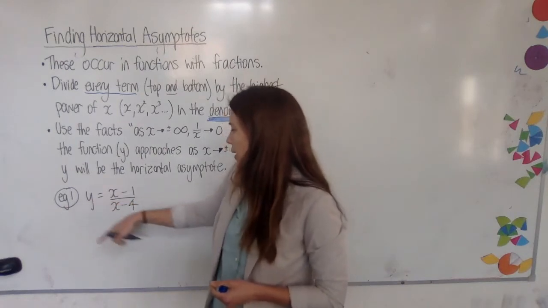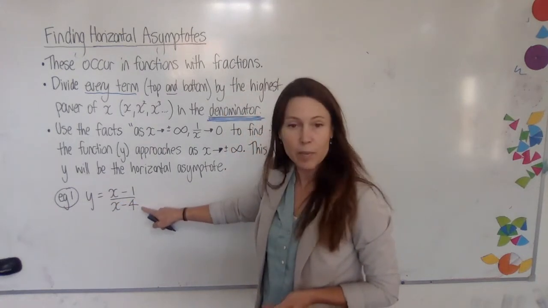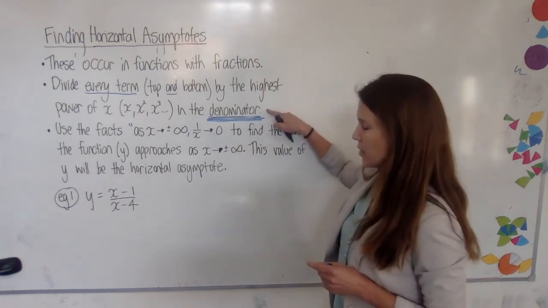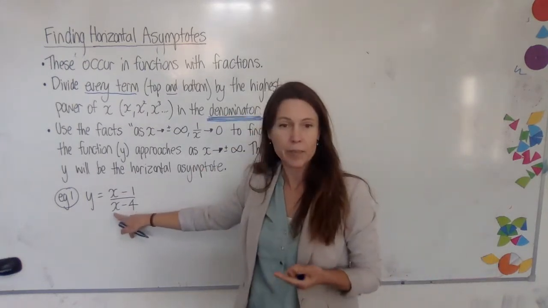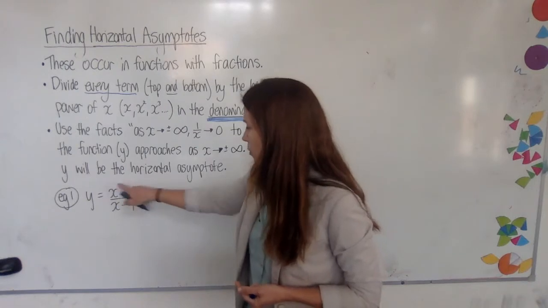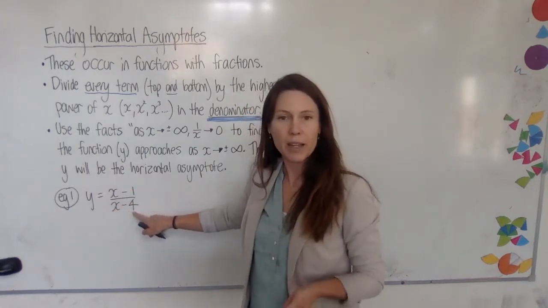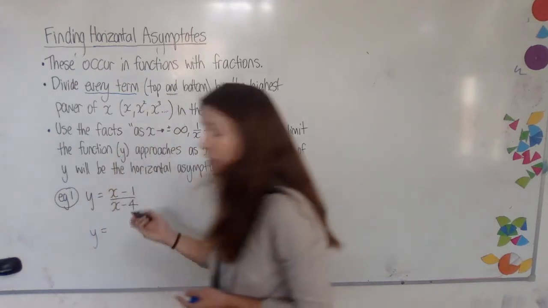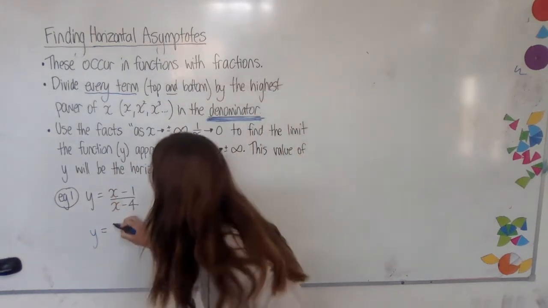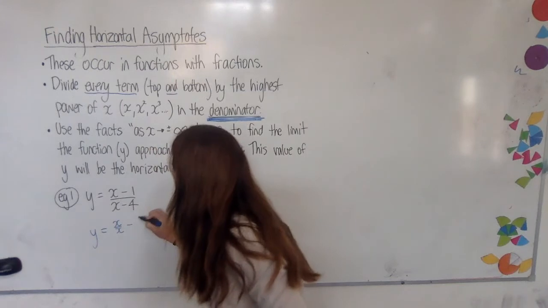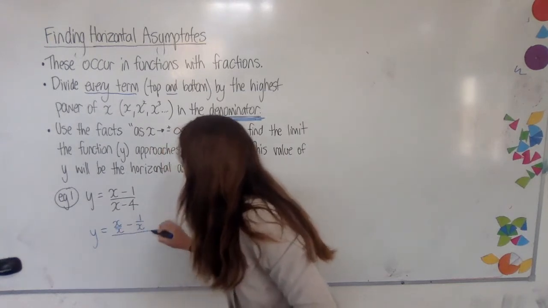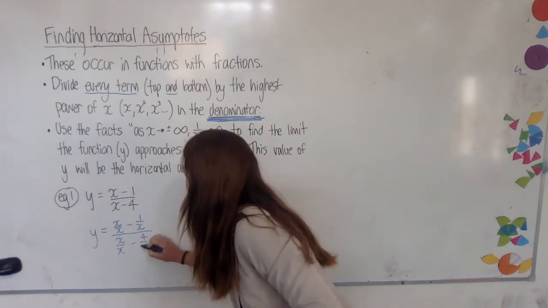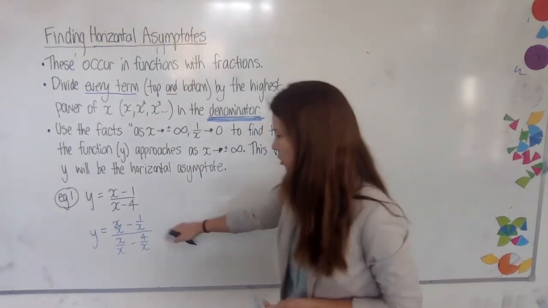Here we've got y equals (x minus 1) over (x minus 4). So step 1 is, what's the highest power of x that I have in my denominator? x. So I'm going to divide everything, all 4 of these terms, by x to see what I get. So first step is to go ahead and do that, and just take your time and do it carefully. I've got x divided by x, minus 1 divided by x, over x divided by x, minus 4 divided by x.